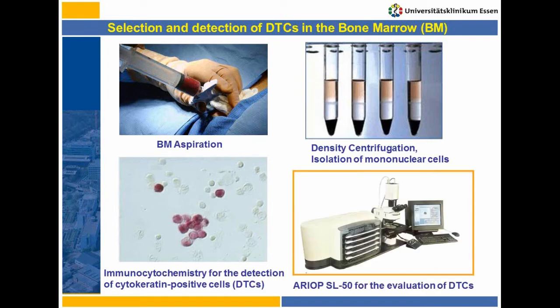And we have an automated system, the Ariol, for the evaluation of DTCs, so that you can analyze 50 slides overnight. Afterwards, you see the little images and can verify whether you have a tumor cell or not.